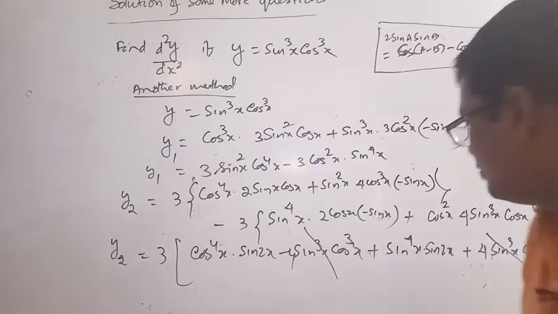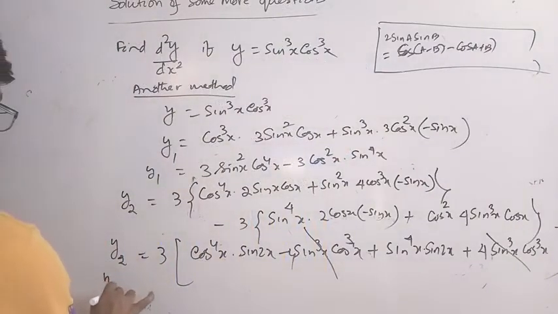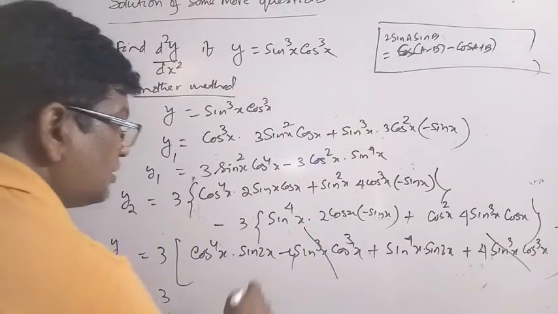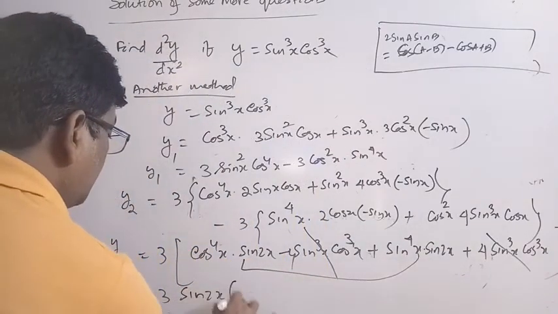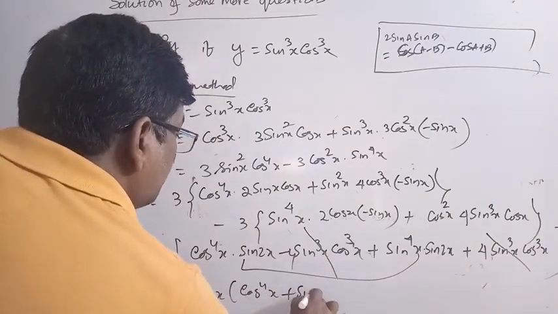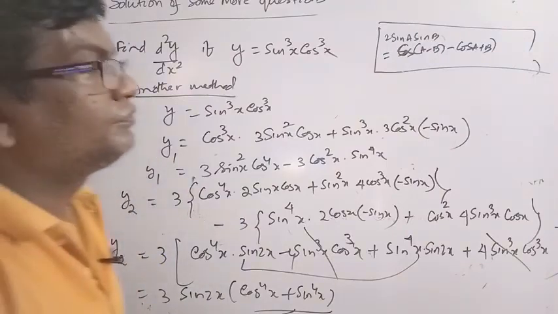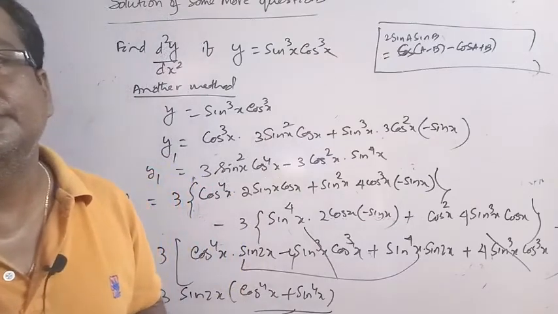Okay, so y2 is equal to what? y2 is equal to 3 sin 2x common here. This is sin 2x common. 3 sin 2x and cos 4x plus sin 4x. This is the answer. This is a lengthy one. If we convert using the multiple angle formula, then it will be easy. Now another question.